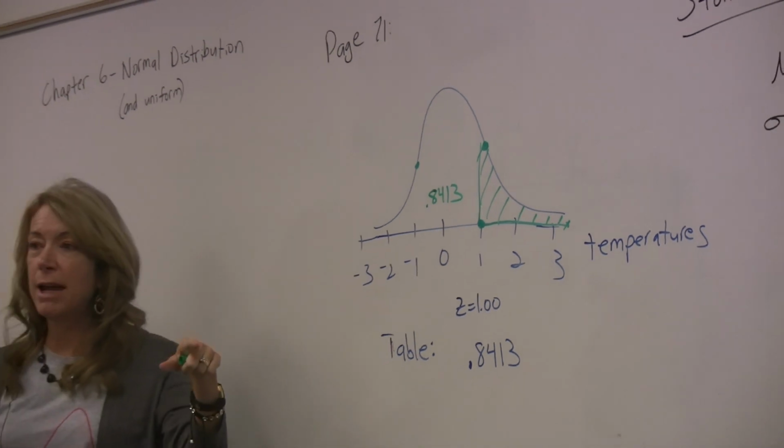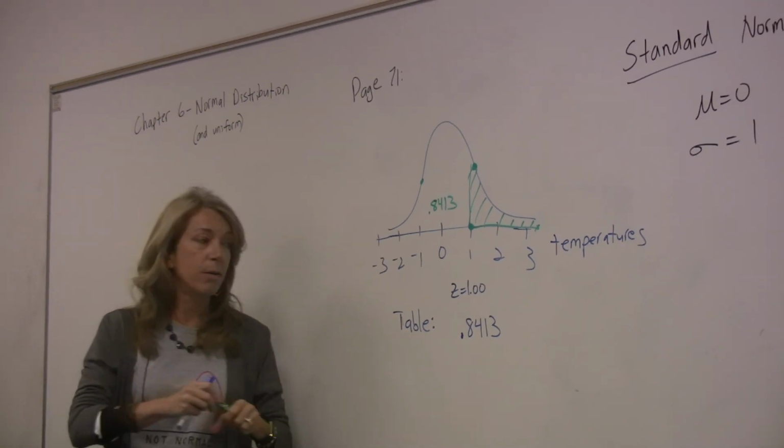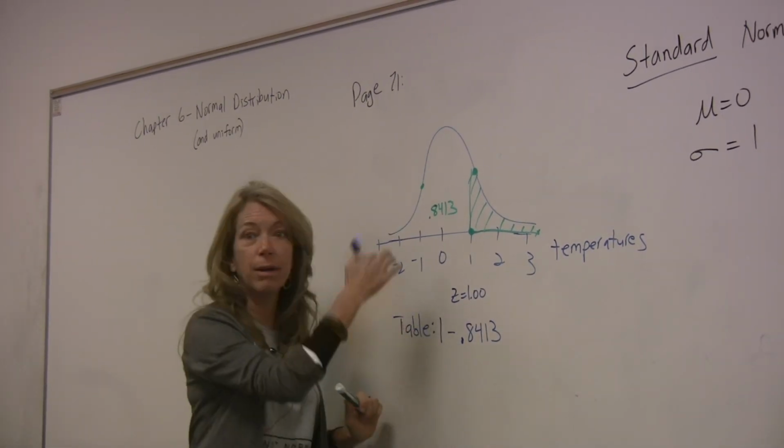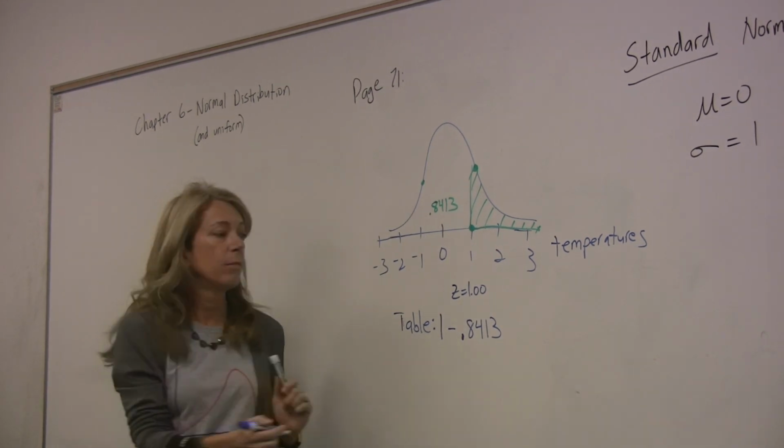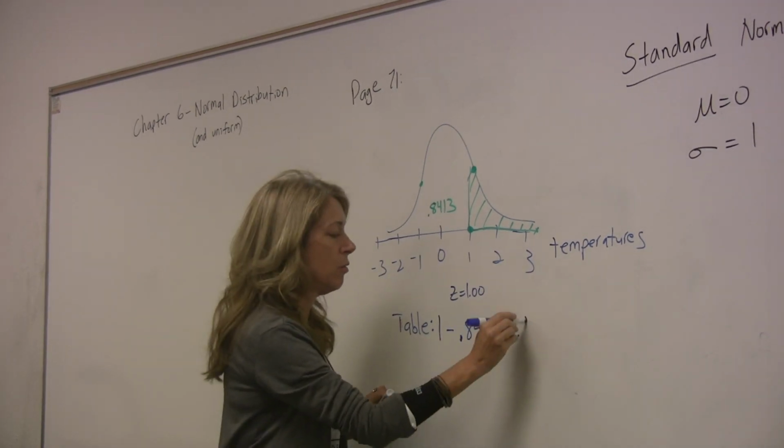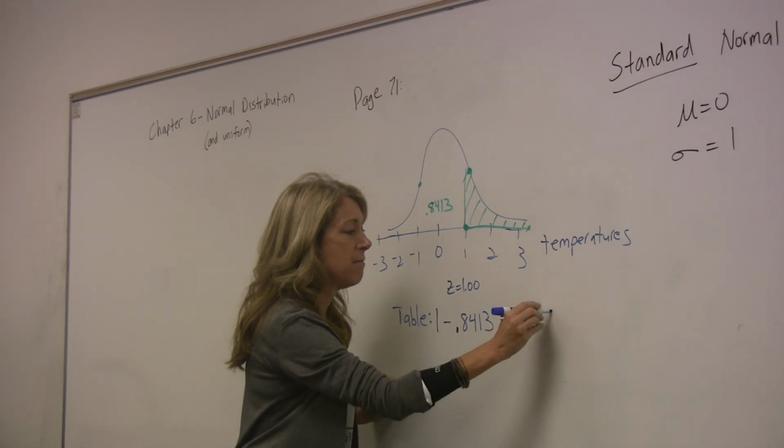So how am I going to find the right? Subtract by 1. 1 minus that. Complement, right? The other side? 0.1587.